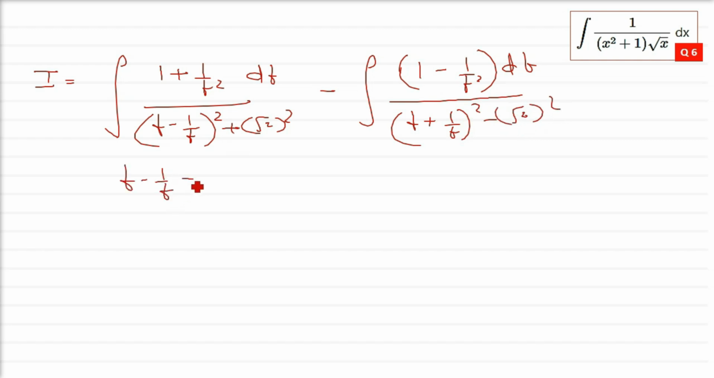Now you can take t minus 1 by t as some p, t plus 1 by t as some q. Now both sides we will differentiate. Dp by dt will be equal to 1 plus 1 by t square.